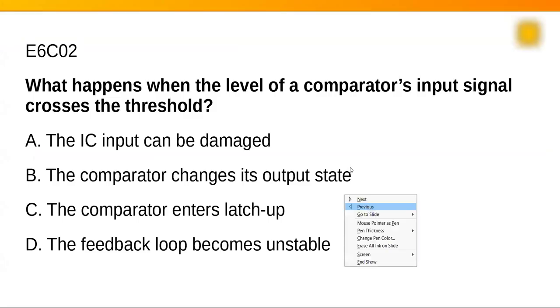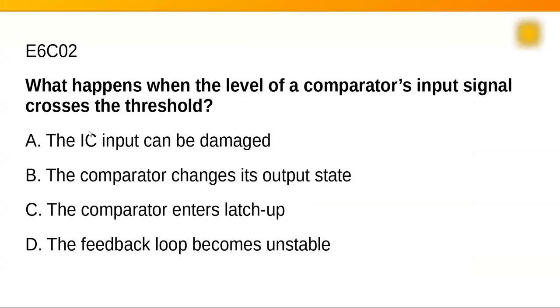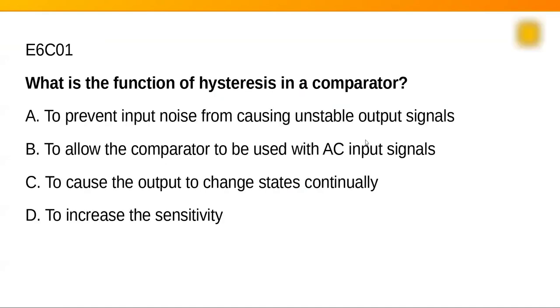Double bounce again. Come on. There's a typical circuit. In this case, it's got a flat front instead of a curved one. And we have the 2 inputs, the input and the reference, your power, and then an output, which is either high or low, depending on whether the input is above or below the reference voltage. So what happens when the level of a comparator's input signal crosses the threshold? What's the function of hysteresis in a comparator?